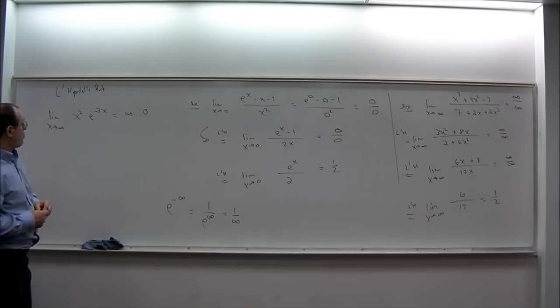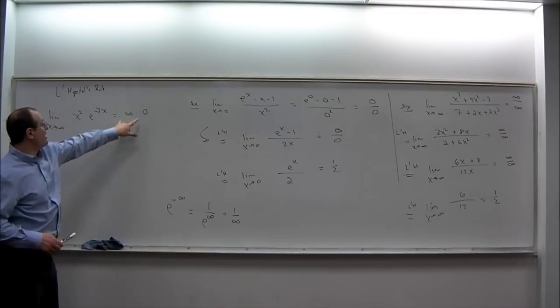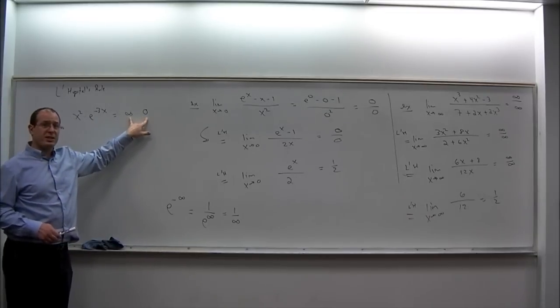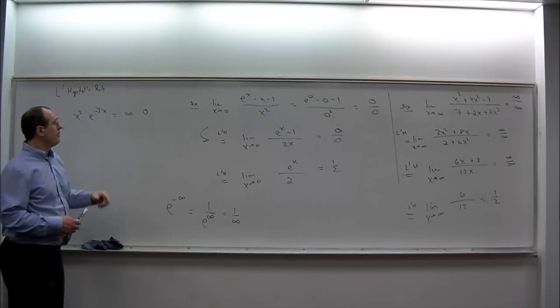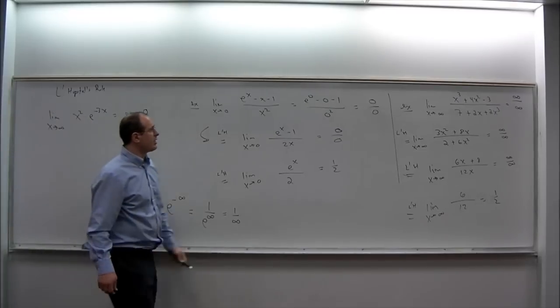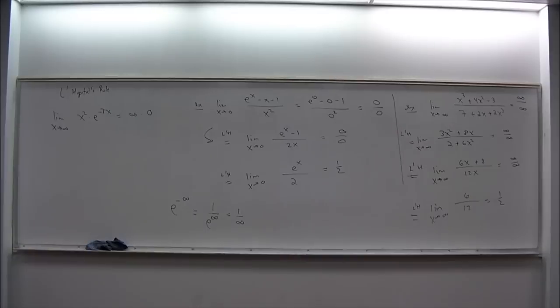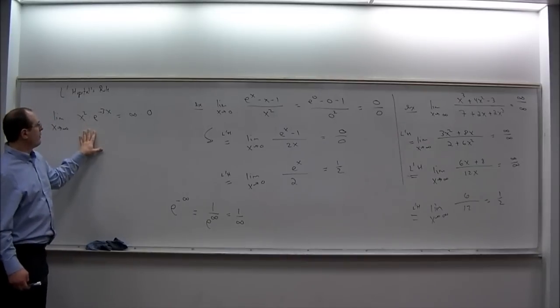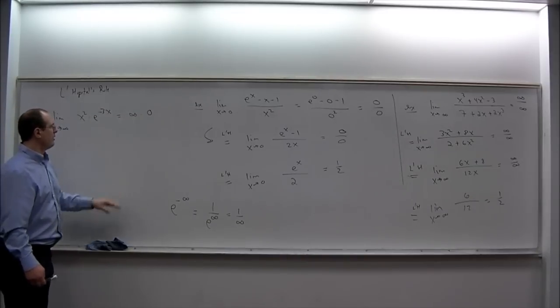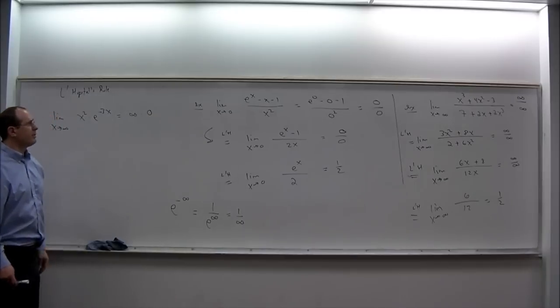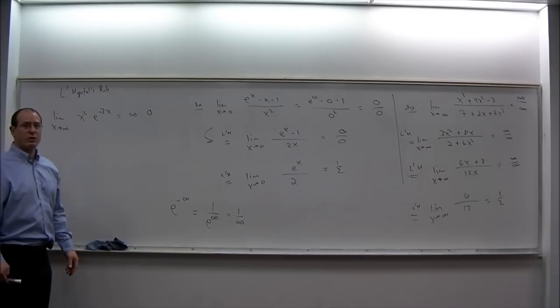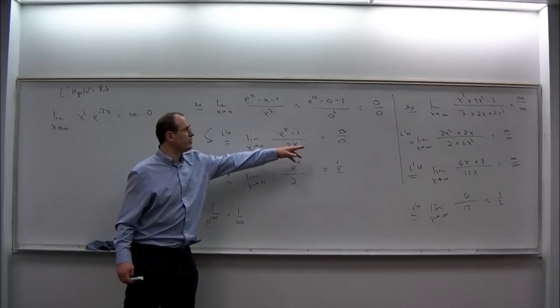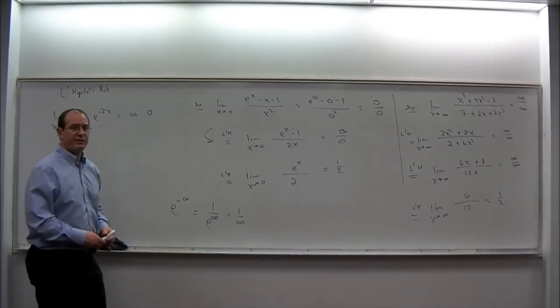Which is not the right form for L'Hopital's rule. This is considered an indeterminate form. But L'Hopital's rule is for the classical 0 over 0 or infinity over infinity. This problem has neither of those forms. It's infinity times 0. In order to use L'Hopital's rule, we have to convert it into one of the classical indeterminate forms, either 0 over 0 or infinity over infinity.